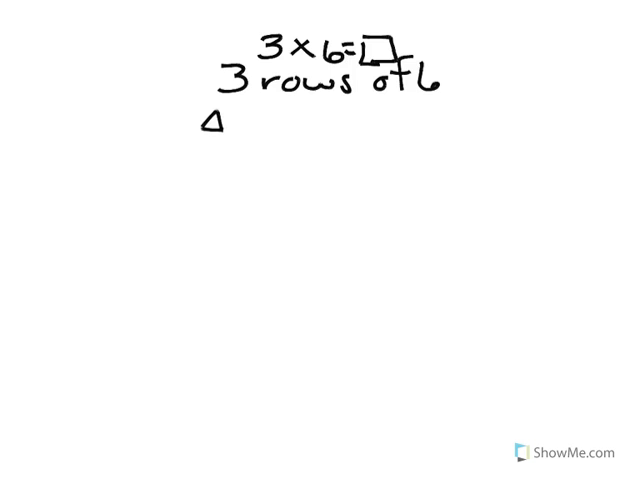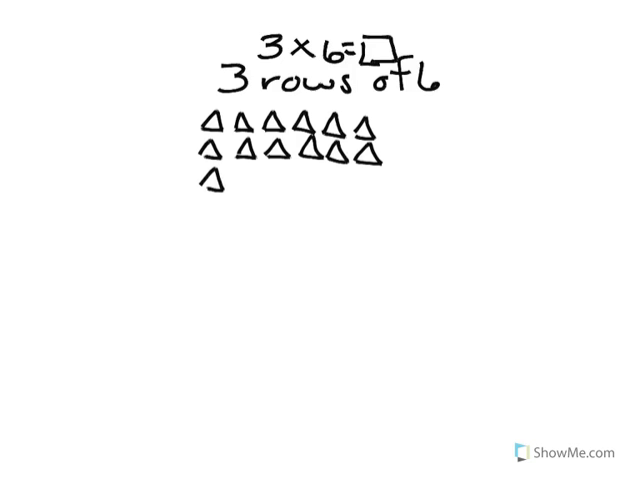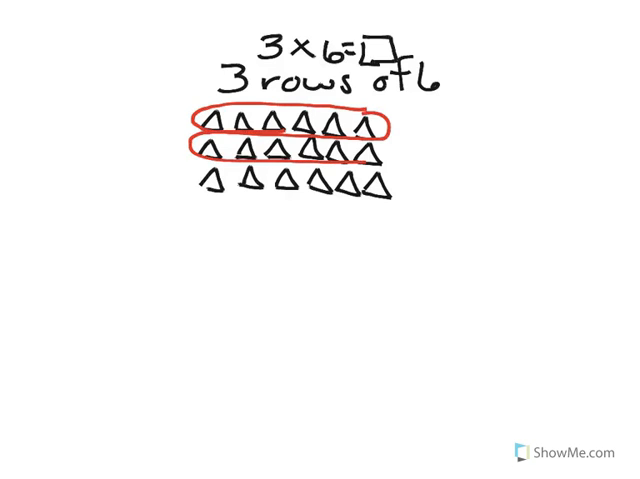I'm going to start right here, 1, 2, 3, 4, 5, 6. There's my first row of 6. 1, 2, 3, 4, 5, 6. There's my second row of 6. 1, 2, 3, 4, 5, 6. There's my third row of 6. So here I can see I have 1, 2, 3 rows. And I have 1, 2, 3, 4, 5, 6 in each row.